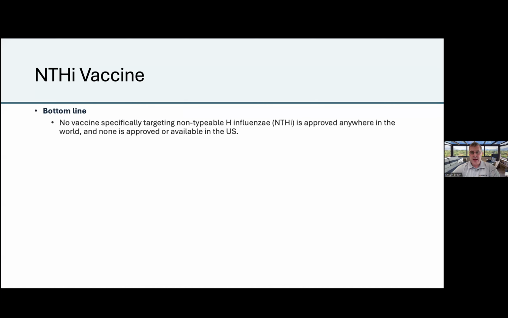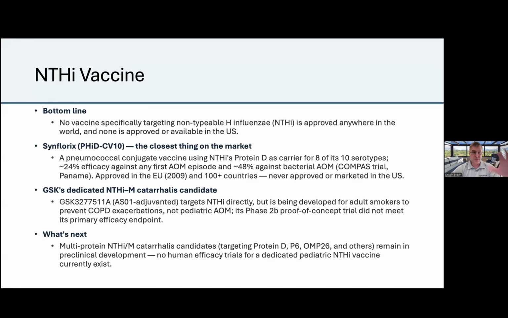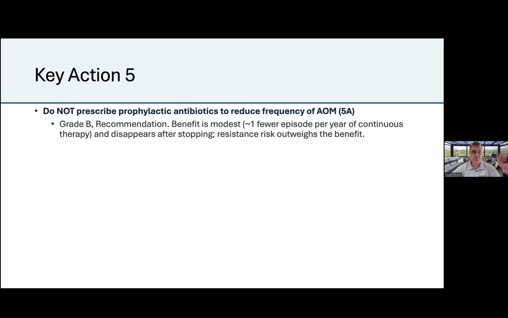This simply came up in the guidelines. When they published the 2013 guidelines, there was a vaccine for non-typable Haemophilus that was in development. As of when I put this PowerPoint together, no vaccine typing or targeting non-typable H influenzae is available anywhere in the world. So there are some similar things. Here's some information if you want to read it on your own.